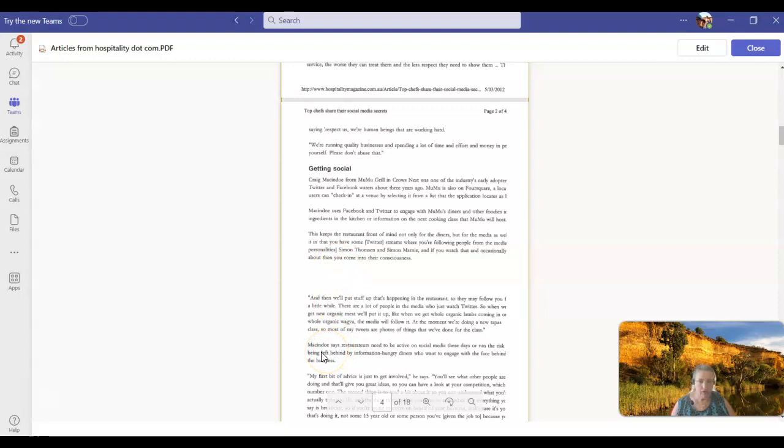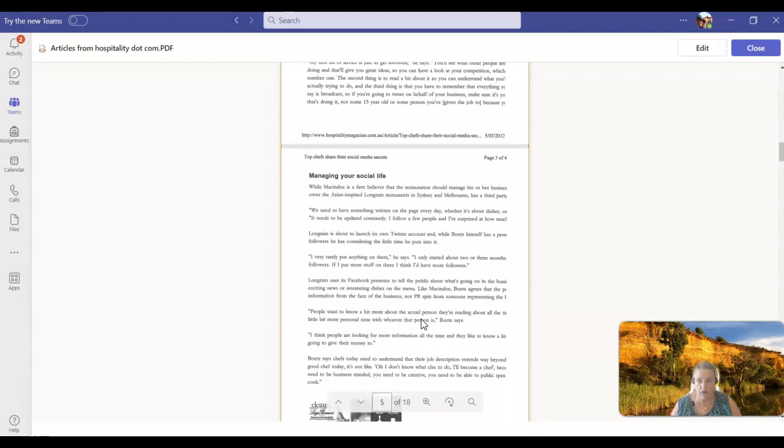Down here further, we've got another quote where Macedo says restaurants need to be active on social media these days, or they run the risk of being left behind by information-hungry diners who want to engage with the face behind the business. So again, that leads to the question that I spoke about earlier. Is it the chef or is it the restaurant that people tend to follow on things like Instagram and Facebook, etc.? Which also then leads to the question, well, who manages your business's Facebook or Twitter or Instagram account? Is it actually the owner of the business, or is everyone who is a part of that business able to post? Or is there one or two people that are responsible for the social media posts of that business?